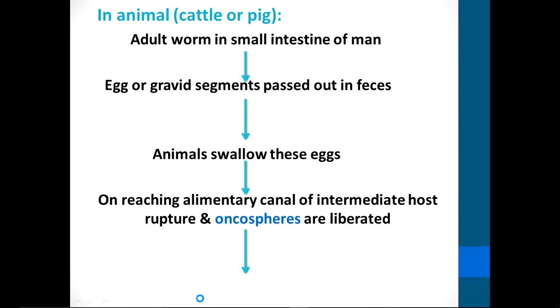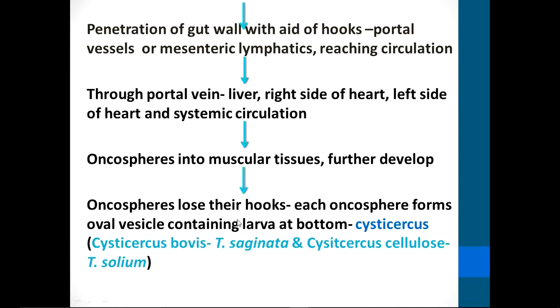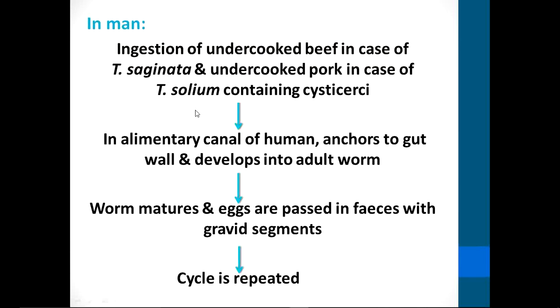Now, this is the text version of what I have just explained in animals or the intermediate host. The adult one would be in the small intestine, and after sexual maturity, the eggs and the gravid segments are passed in feces. The animals are going to swallow this, oncospheres are released, and they would reach the systemic circulation. They would settle into muscular tissues and form a structure known as cysticercus. It is known as cysticercus bovis in case of Taenia saginata and cysticercus cellulosae in case of Taenia solium. In humans, after ingestion of the contaminated pork or beef, it would reach the alimentary canal, develop into an adult worm, sexually mature and release these eggs and gravid segments again, and the cycle would be repeated.